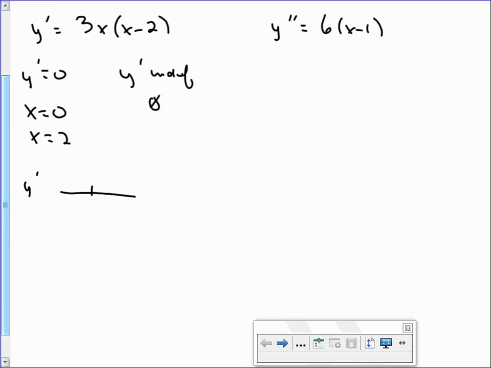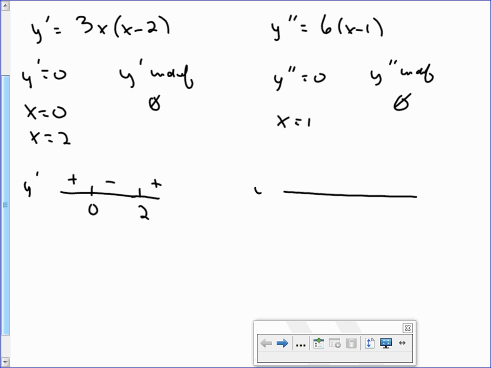So my critical numbers are 0 and 2, and I just plug it back in, do my interval test: positive, negative, and positive. So I know that this graph is going to go up, and then go down, and then go up again. I'm going to do the same thing for my second derivative, looking for possible points of inflection. And I have a possible point of inflection at x equals 1, and the second derivative is undefined nowhere. I'm going to make an interval test for this.